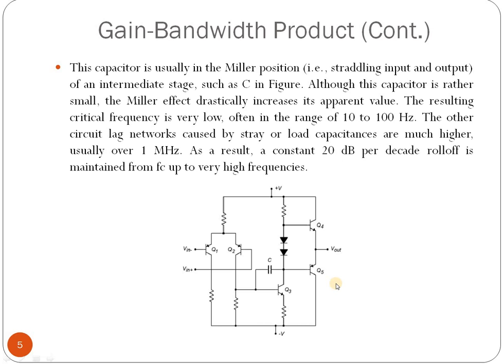As a result, a constant 20 dB per decade roll-off is maintained from the break frequency up to very high frequency. That is, the slope from the break frequency maintains almost 20 dB per decade.